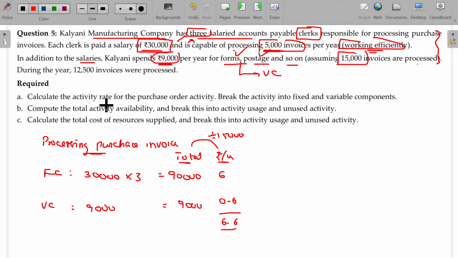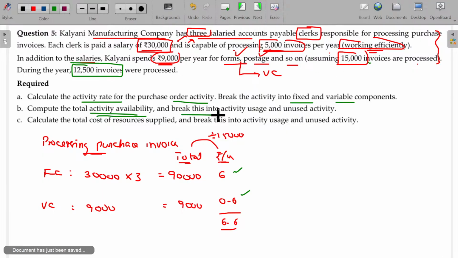Calculate the activity rate, but during the year, only 12,500 invoices were processed. Calculate the activity rate for the purchase order activity. Break the activity into fixed and variable components. So we calculated the fixed and variable components for this activity of processing purchase orders. Compute the total activity availability. What's the total activity availability? 15,000 is the available one.